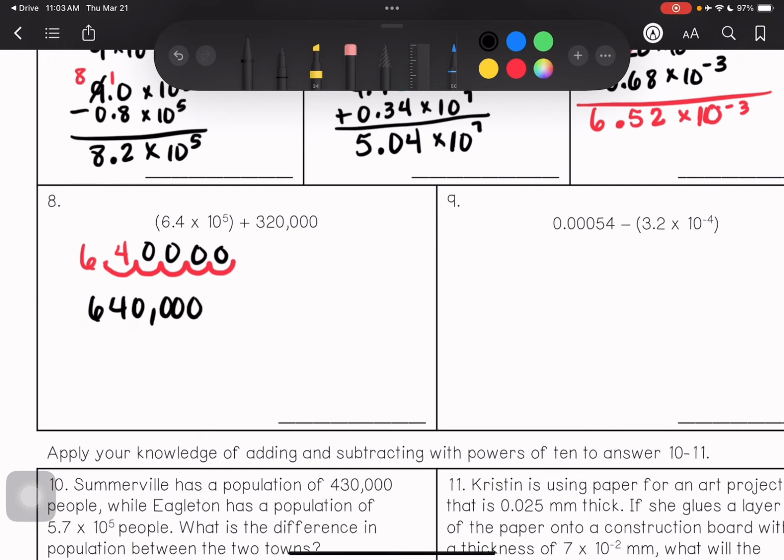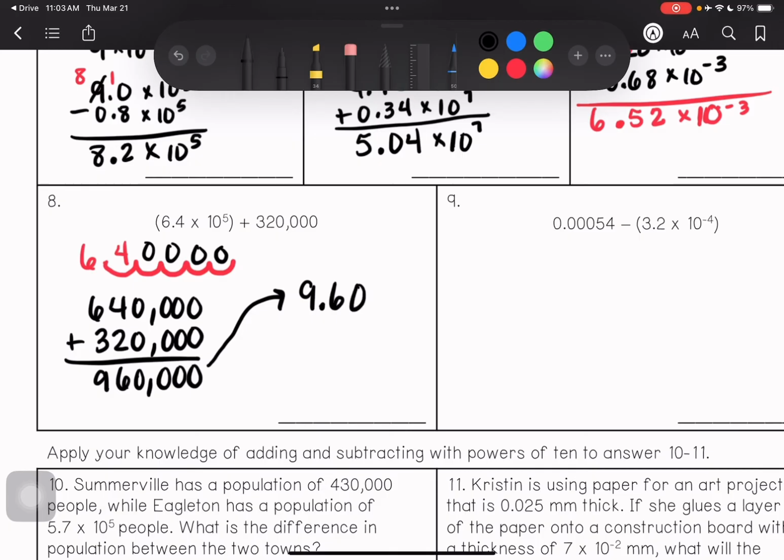640,000. And I'm adding that to 320,000. Okay, so when I add vertically, that gives me 960,000. And I want to make my final answer in scientific notation. So I need the decimal to end up between the 9 and the 6. Which means I move the decimal 1, 2, 3, 4, 5 times to the left. So my final answer is 9 and 6/10 times 10 to the 5th power.